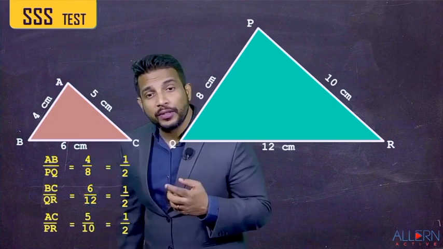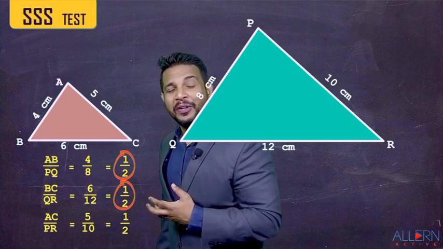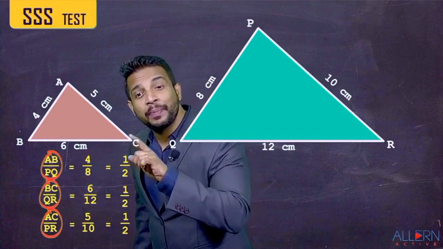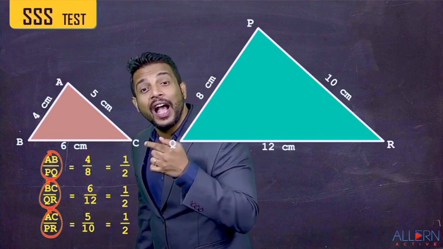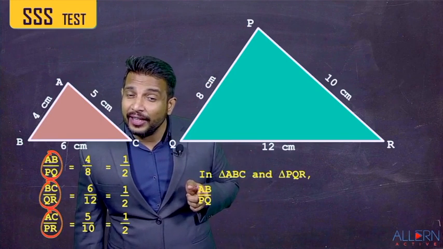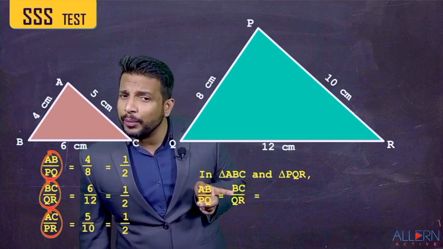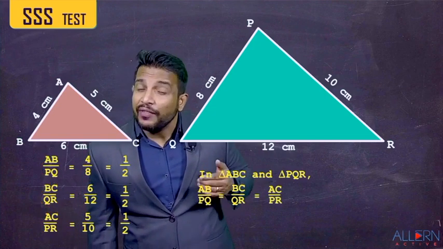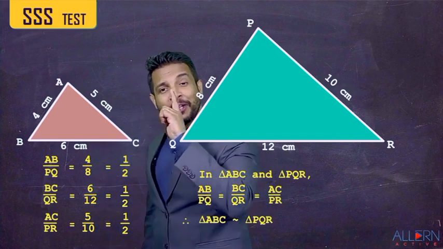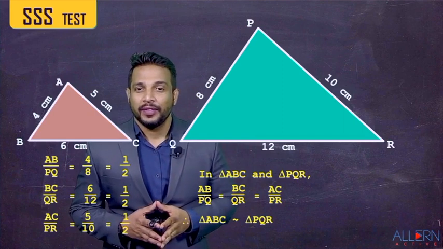So what did we observe? We observed that all the 3 ratios here are equal, right? So in any 2 triangles, if all the 3 pairs of corresponding sides are in proportion, because their ratios are equal, that is what we are writing in these 2 triangles: AB upon PQ is equal to BC upon QR is equal to AC upon PR. Then in that case, we can say yes, both the triangles are similar to each other by SSS test of similarity.